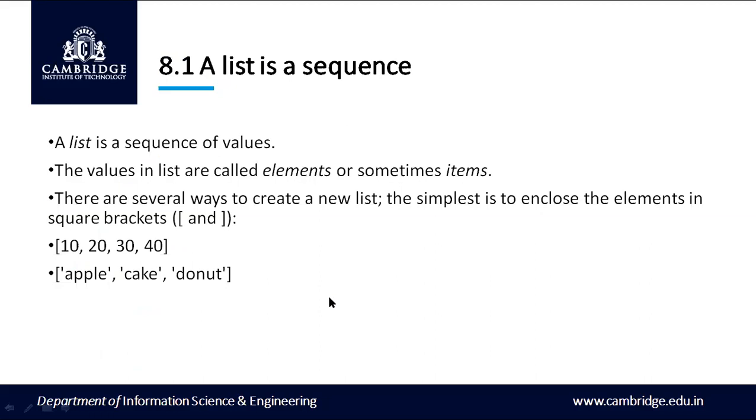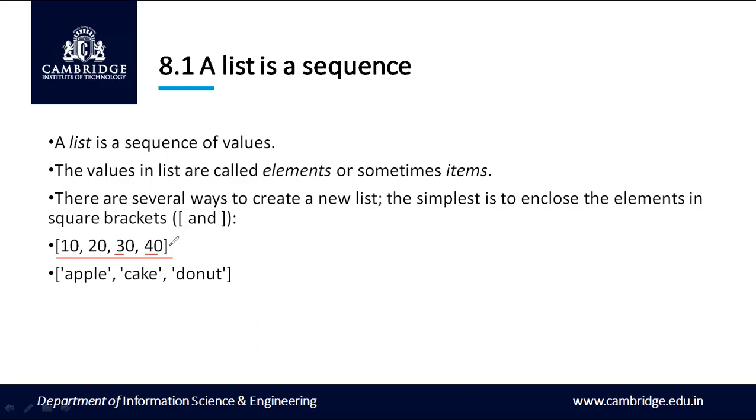We'll go to the first topic, a list is a sequence. A list is nothing but a sequence of elements, also called items. The values in a list are called elements or items. A list is simply a sequence of values. In this example we have 4 elements in the list. The first element is 10, the second is 20, the third is 30, and the fourth is 40.